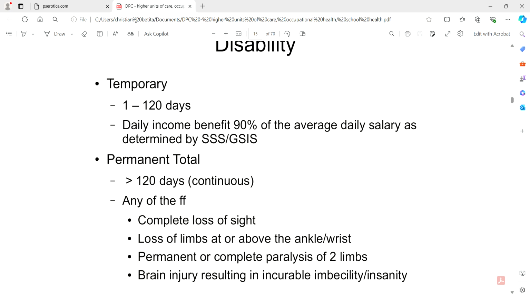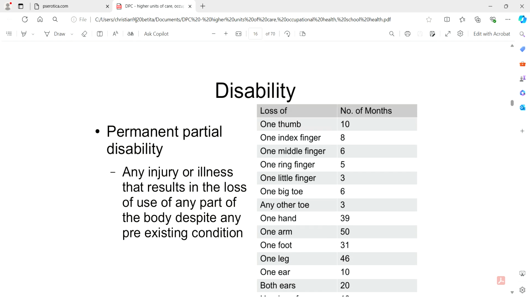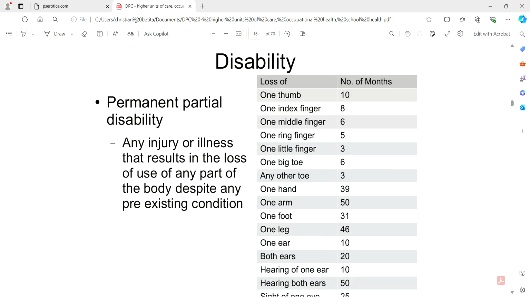Permanent disability may also be any of the following: complete loss of sight, loss of limbs at or above the ankle or wrist, permanent or complete paralysis of two limbs, brain injury resulting in incurable imbecility or insanity. So, permanent partial disability is when an injury or illness results in the loss of use of any part of the body despite any pre-existing condition.